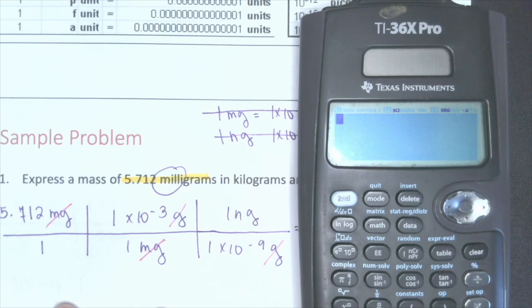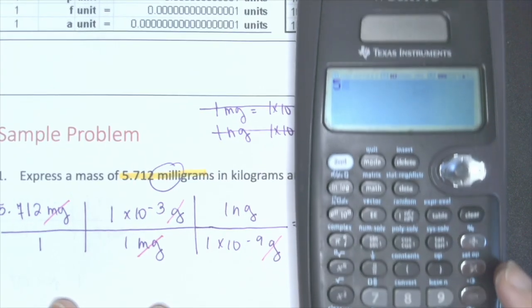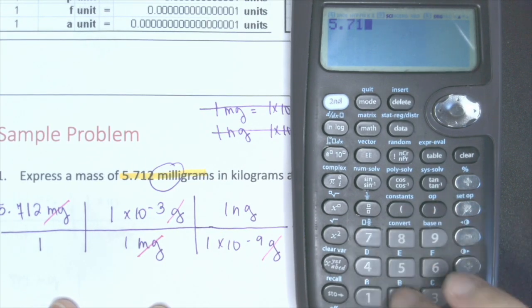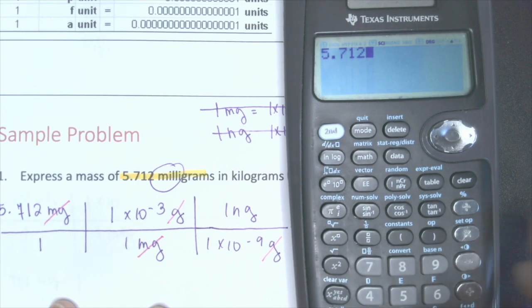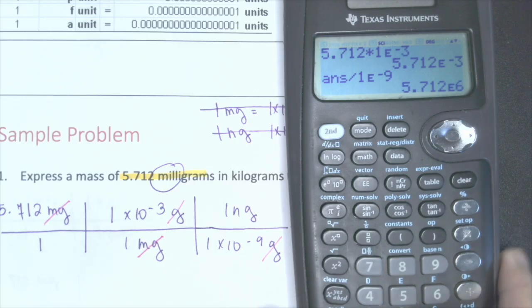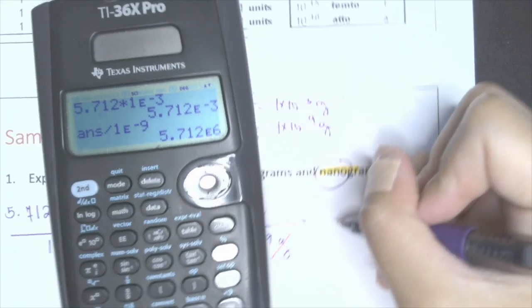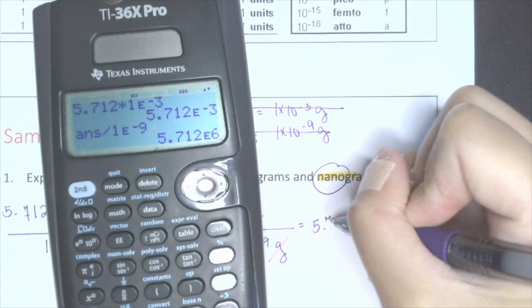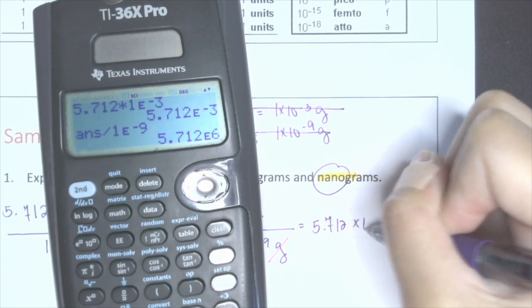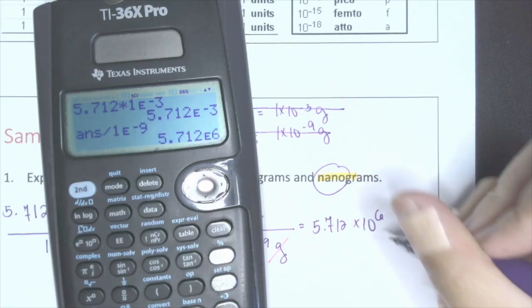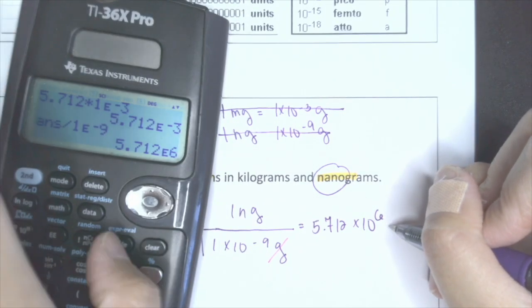So again, we have 5.712 times 1 times 10 to the minus third divided by 1 times 10 to the minus ninth, and this is our answer. And our unit is in nanograms.